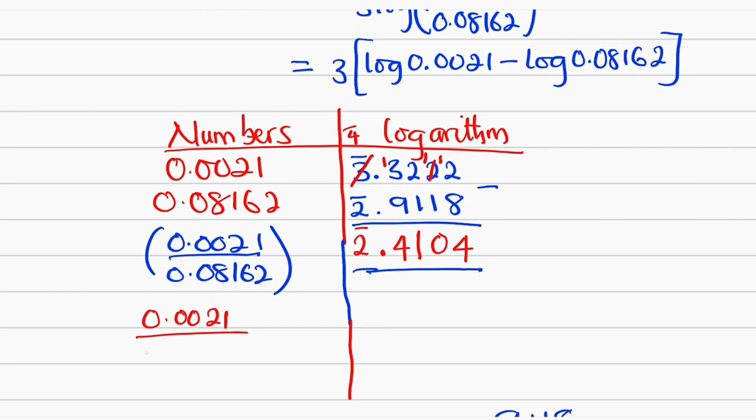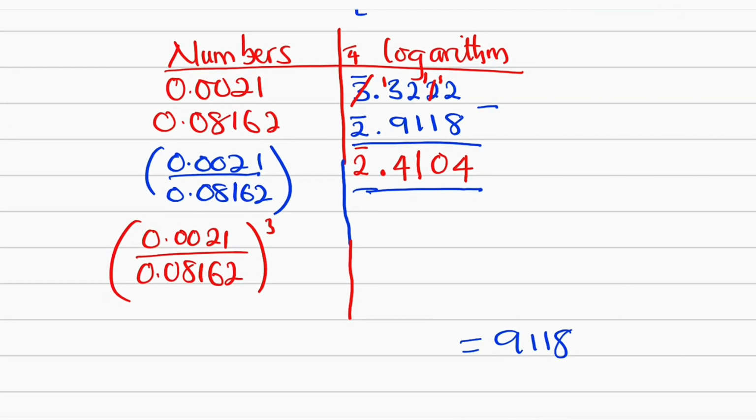0.0021 divided by 0.08162 raised to the power of 3. And this 3, from laws of logarithm, will multiply the log of the whole of this, which is equal to this. So this is the same thing as saying bar 2.4104 multiplied by 3. And this is equal to, if you're multiplying, you start from the right, and if you're dividing, you start from the left.